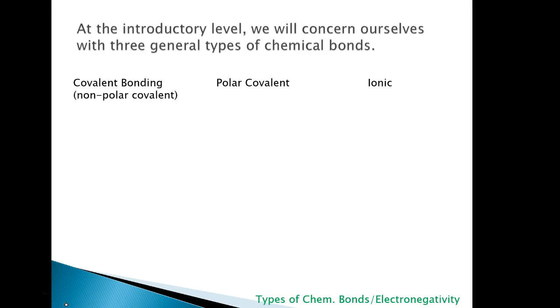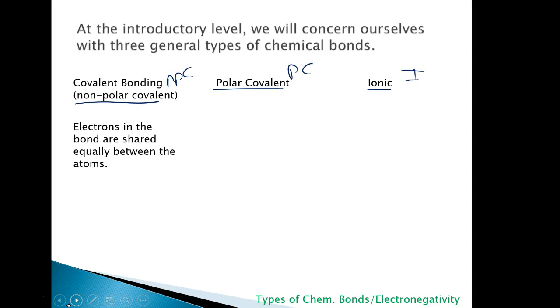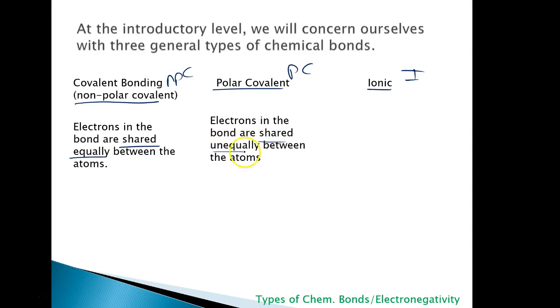Okay, there are three different types of bonds: nonpolar covalent, polar covalent, and ionic. I'm going to abbreviate this one NPC, PC, and I. Okay, and the three different kinds of chemical bonds are based on how the electrons are shared. In a nonpolar covalent bond, they are shared equally. In other words, it's a tug of war and it's a dead even tie. In a polar covalent bond, they're shared unequally. It's still tug of war, but one of the atoms is pulling the electrons to itself because it's a little bit stronger, it's a little bit more electronegative.